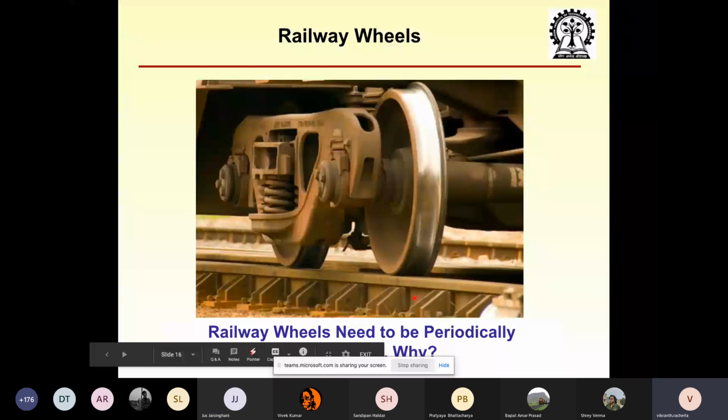Why do you think they would make the rail a bit harder as compared to the wheel? It's easier to remachine the wheel than the rail. Very good point. Replacing rails is a very difficult affair. Because of that, they make the rail a bit harder, not too much, as compared to the wheel. So wear and tear is another issue that you have to be concerned about.